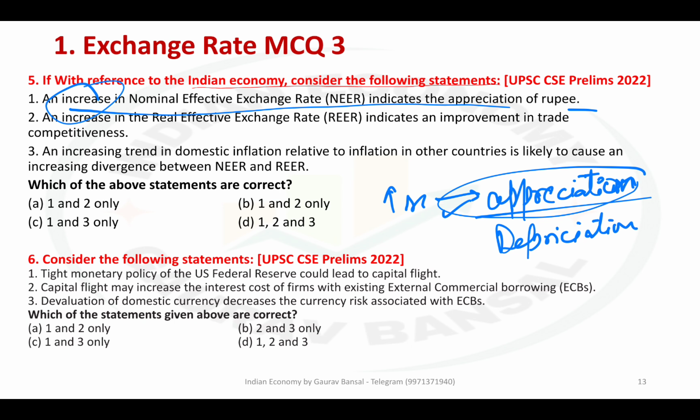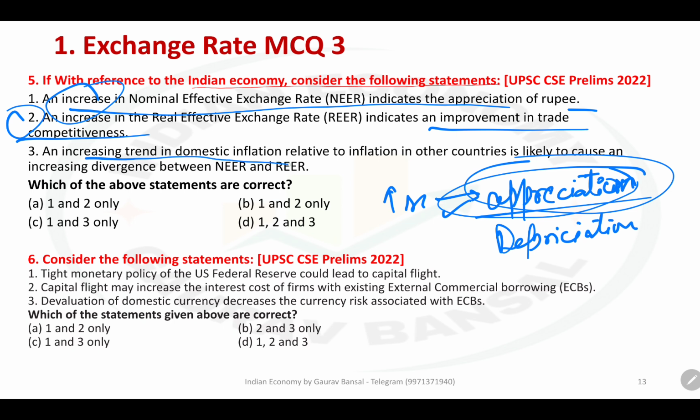So that is correct. Now, the second statement is: an increase in the REER, okay, there is appreciation in the real exchange rate, indicates improvement in trade competitiveness. No. If there is appreciation, domestic products will become more expensive in foreign currency. So this will actually reduce the trade competitiveness. So the second is wrong.